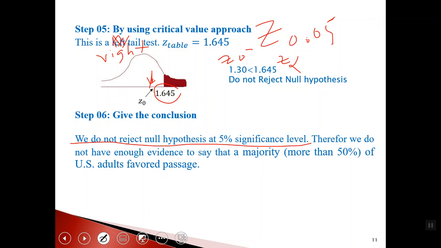So since we are not going to reject, we do not have enough evidence to say what your claim is. We don't have enough evidence to agree with our alternative hypothesis, which means with our claim. So we do not have enough evidence to say that a majority of US adults favored passage. Okay, so that's all about this question.